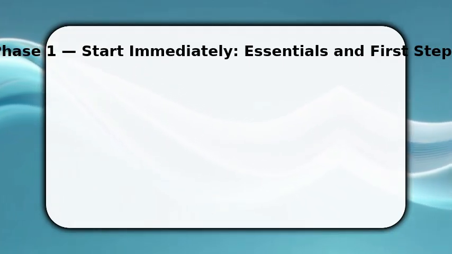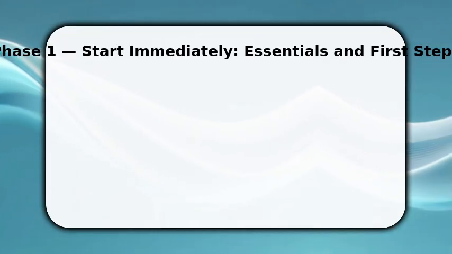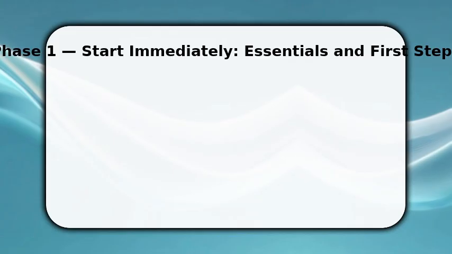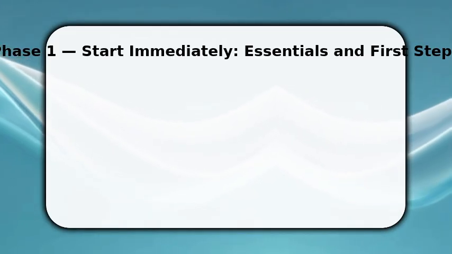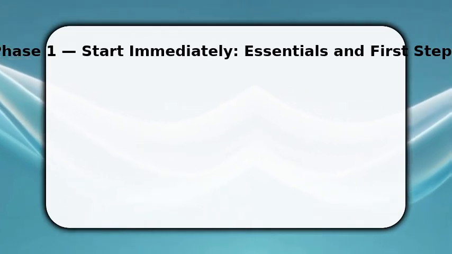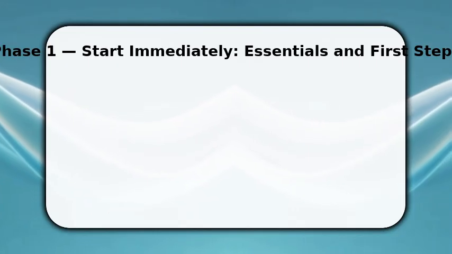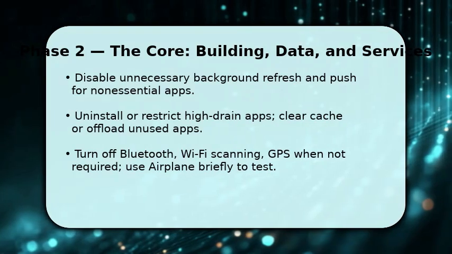Once done, enable low power mode and cut screen brightness to around 50% and switch off always-on features. These immediate steps reduce drain while you prepare the deeper fixes. Now you tackle settings and apps.